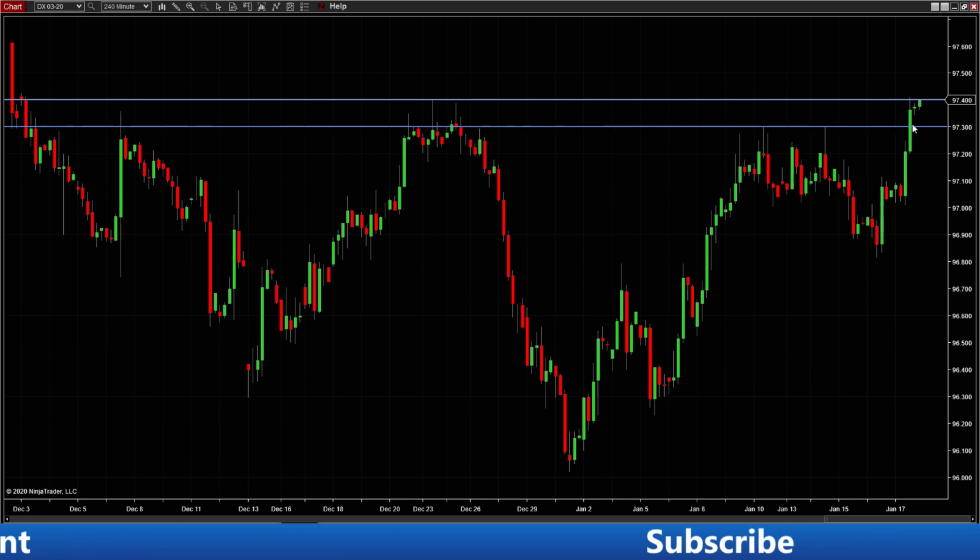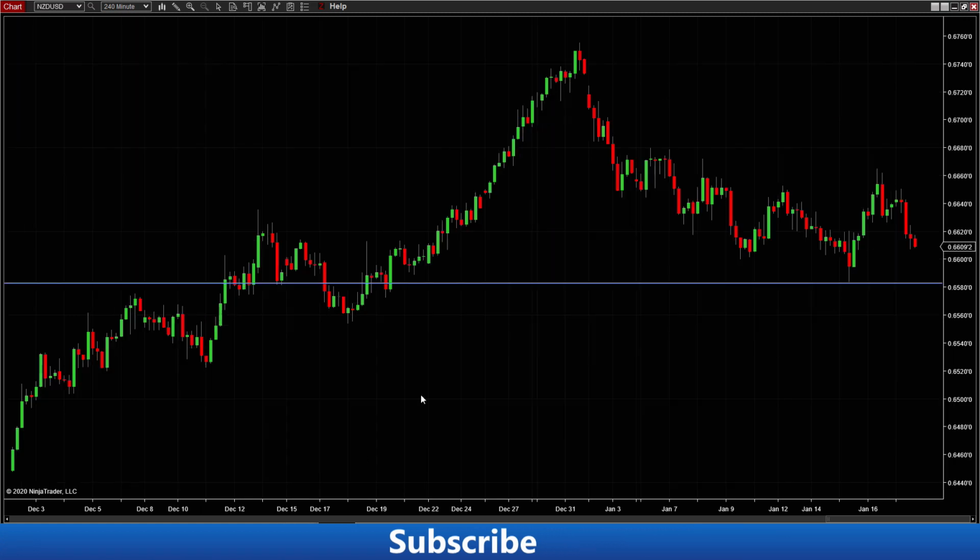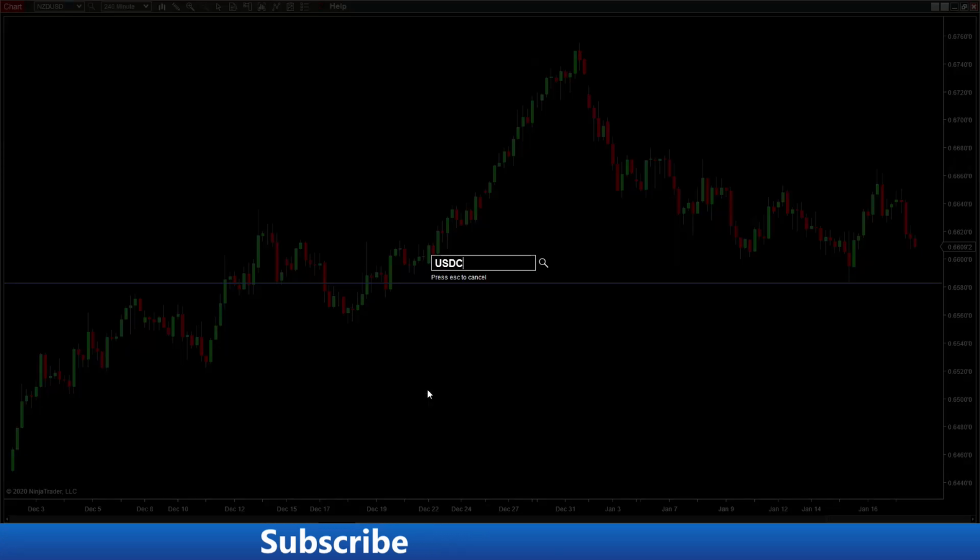Now, where this gets a little bit tricky is when we come over here and we look at currencies like USD/CAD. Now, notice the difference. When I'm typing in dollar Canada, dollar, meaning USD, is the first currency in this pair. So when we look at this, this is going to be the exact opposite of the other four currency pairs.